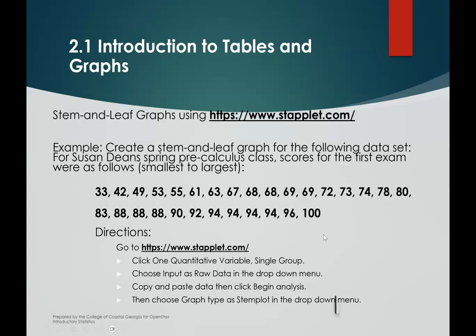So I'm going to switch screens here, but you might want to jot down that you're going to click on the one quantitative variable single group, and then you're going to put in the raw data and use the drop down menu, and we're going to begin analysis. So I'll model how to do that, though you may have seen that before. But if you feel like you want to try it on your own, go ahead and pause the video and work out this problem and see how it comes out.